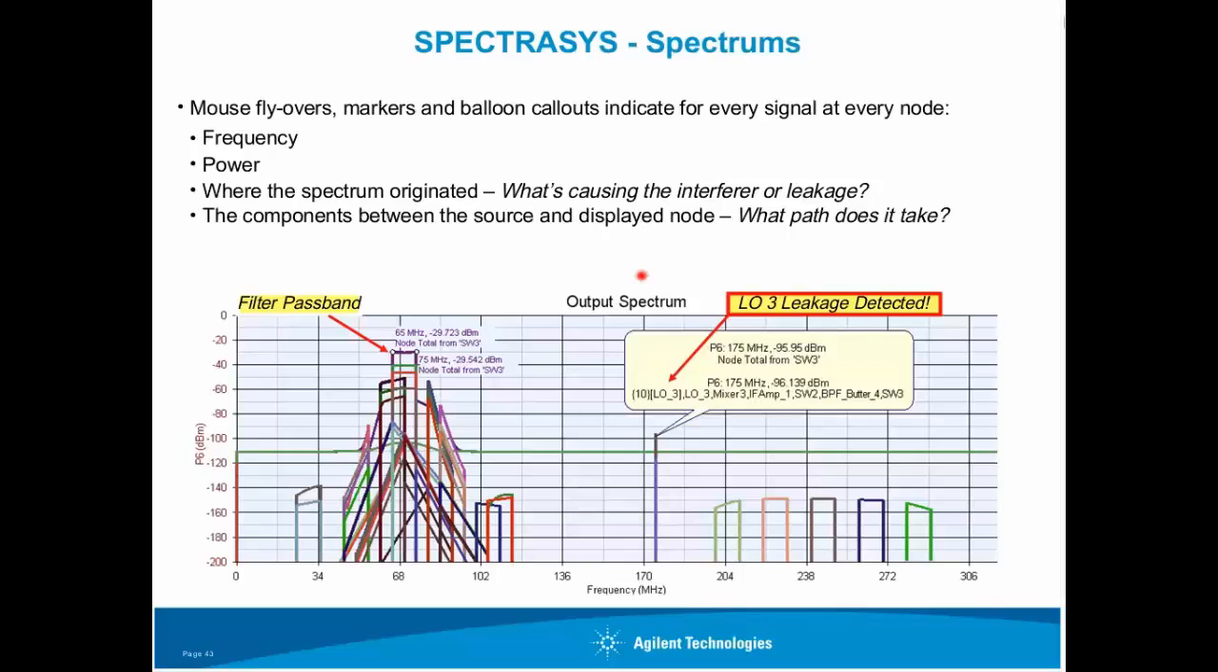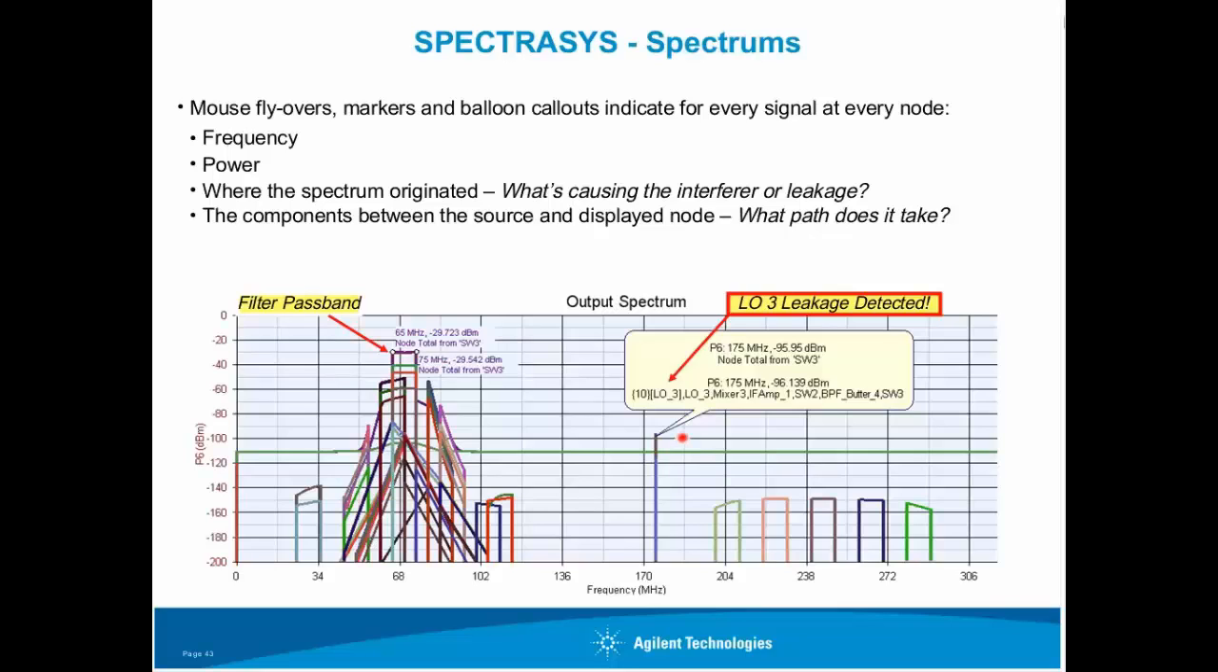So SPECTRASYS has a lot of capability to display full spectrums at any node in the circuit. So here we can see our filter passband is displayed. And it also shows over here some leakage from our second LO. It's actually called LO3, and it's at 175 megahertz, about minus 96 dBm. And it shows us that LO3 goes the whole path through our bandpass filter, and it shows up as a spectrum in our spectrum plot.